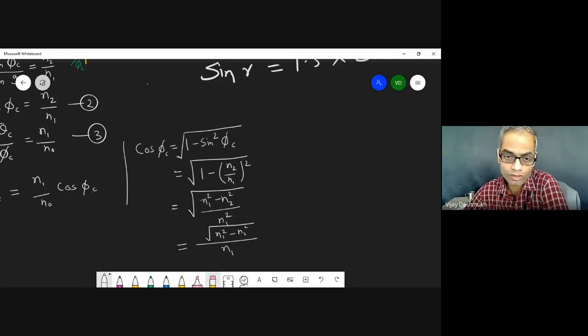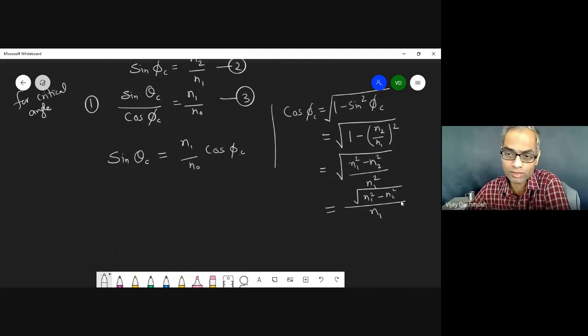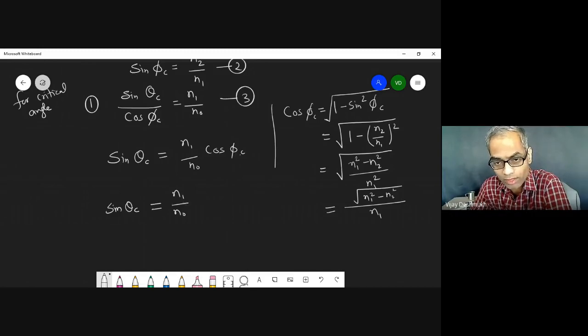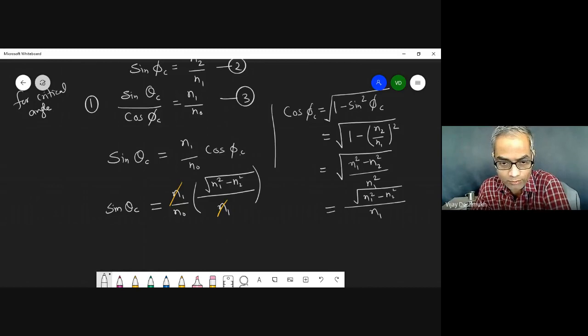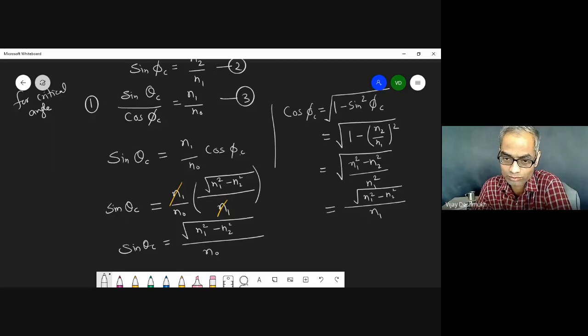Now putting this value in this equation, what we get is sin theta c equal to n1 upon n0 and cos phi c. Cos phi c is the square root of n1 square minus n2 square divided by n1. Now these two n1 get cancelled out, and therefore we get sin theta c equal to square root of n1 square minus n2 square divided by n0.